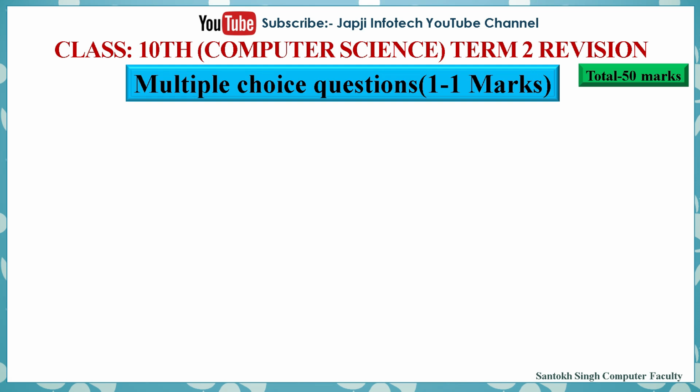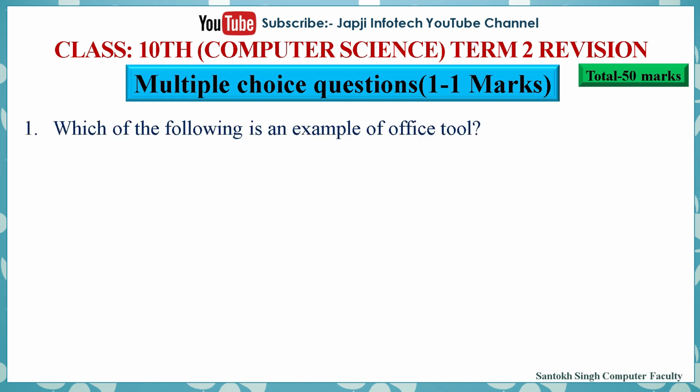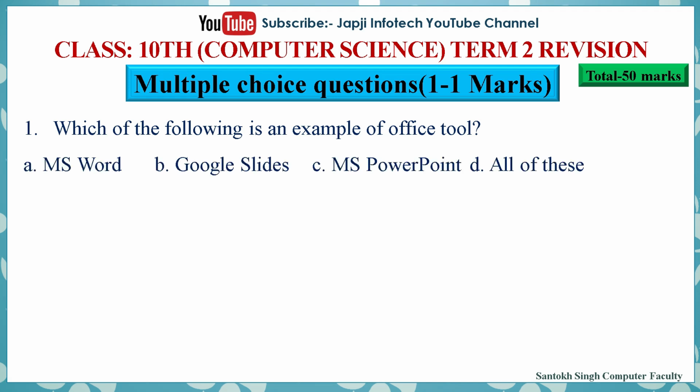ਸਭ ਤੋਂ ਪਹਿਲਾਂ ਸਾਡੇ ਕੋਲ ਹੈ ਜੀ ਮਲਟੀਪਲ ਚੋਇਸ ਕੁਐਸਚਨ। ਸੋ ਇਹਨਾਂ ਦੇ 1-1 ਅੰਕ ਹੋਣਗੇ, ਜਿਸ ਵਿੱਚ ਫਸਟ ਕੁਐਸਚਨ ਹੈ ਜੀ, which of the following is an example of office tool, and their options are MS Word, Google Slide, MS PowerPoint, and the last one is all of these, and the right answer is all of these is an example of office tool.